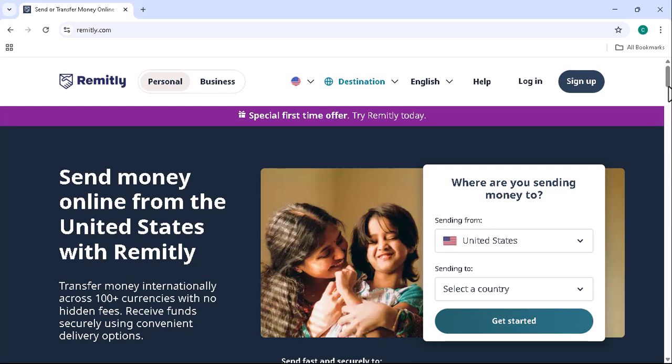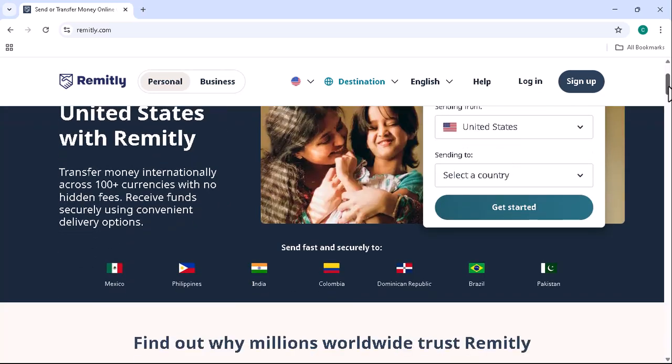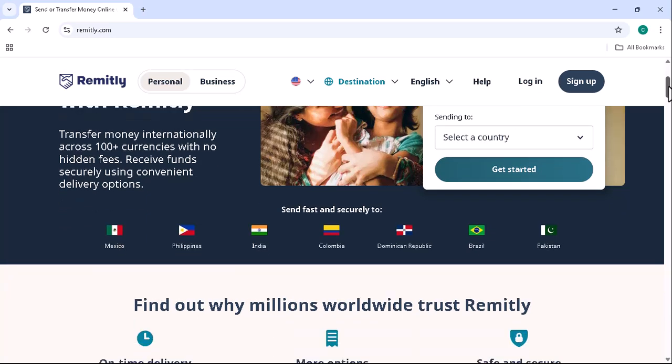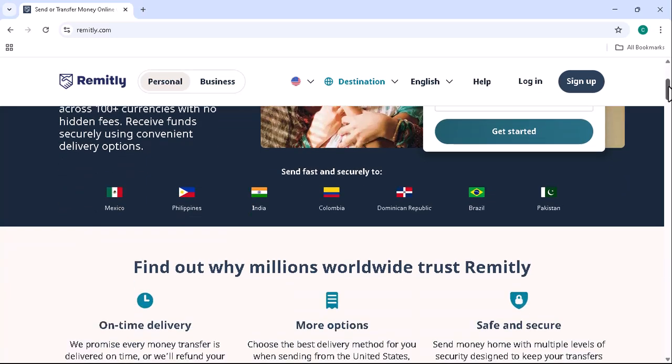Remitly's fees are not a fixed amount, they vary depending on several factors. The main costs you'll encounter are the transfer fee and the exchange rate.